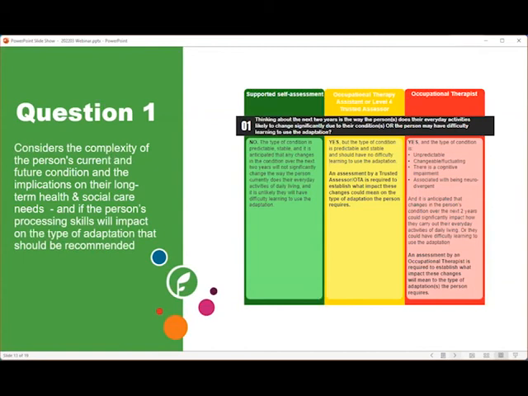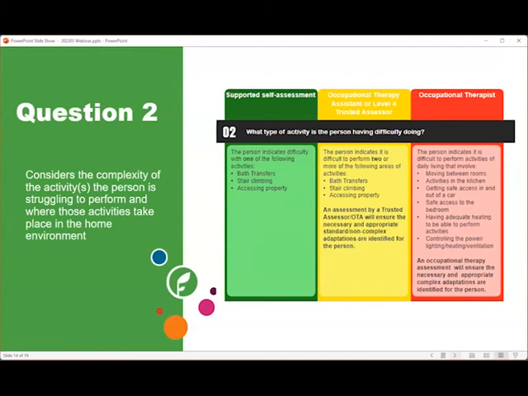Question 2, this looks at what types of activity the person is having difficulty doing. Again, the responses fall under those red, yellow or green responses. And what question 2 is doing is thinking about, as it says there, the complexity of the activities that the person is struggling to do. The idea being, if the person is struggling to perform a number of activities in different areas of the home, then that makes that assessment and unpicking what is necessary and appropriate that much more complex.